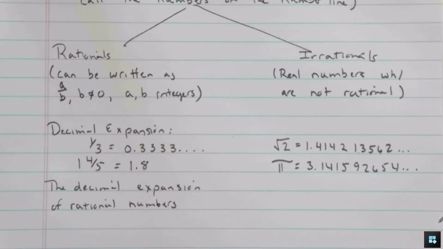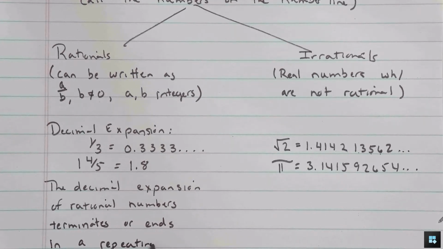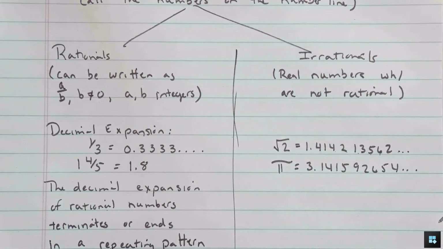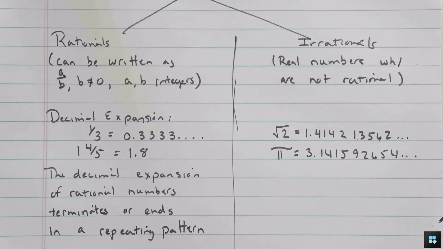It could just end, though. This one just ends. So the decimal expansion of rational numbers terminates, or ends in a repeating pattern. The decimal expansion of rational numbers terminates or ends in a repeating pattern.